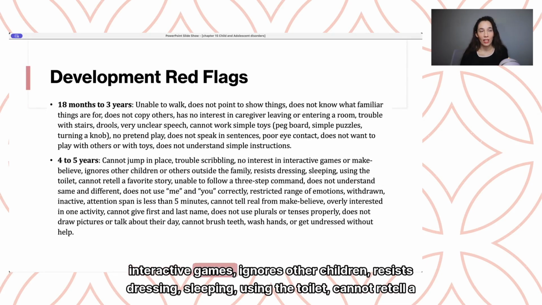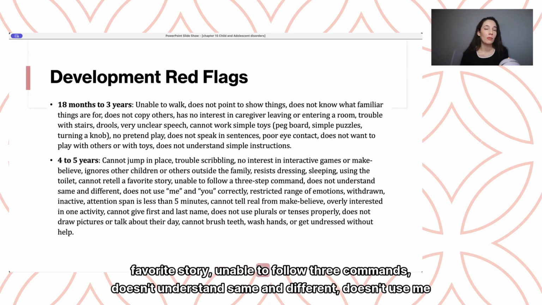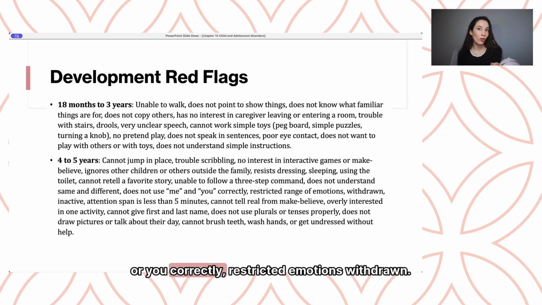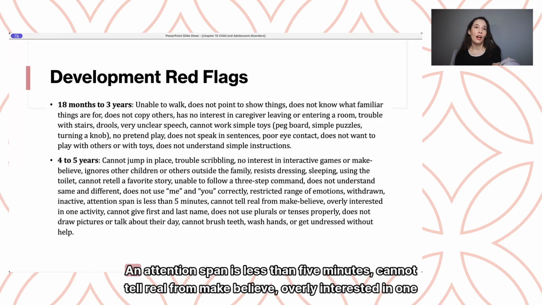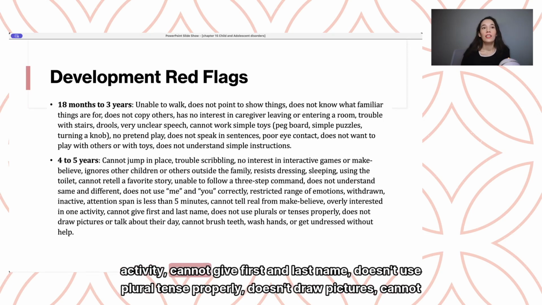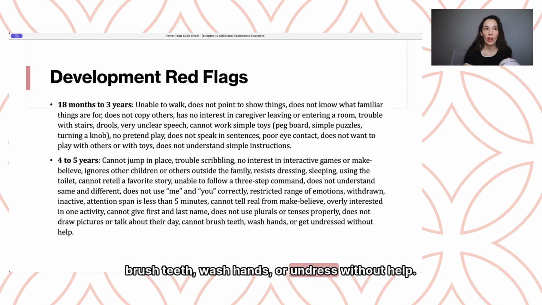And then 4 to 5 years, if they can't jump in place, they have trouble scribbling, no interest in interactive games, ignores other children, resists dressing, sleeping, using the toilet, cannot retell a favorite story, unable to follow 3 commands, doesn't understand same and different, doesn't use me or you correctly, restricted emotions, withdrawn, an attention span less than 5 minutes, cannot tell real from make-believe, overly interested in one activity, cannot give first and last name, doesn't use plural tense properly, doesn't draw pictures, cannot brush teeth, wash hands, or undress without help.